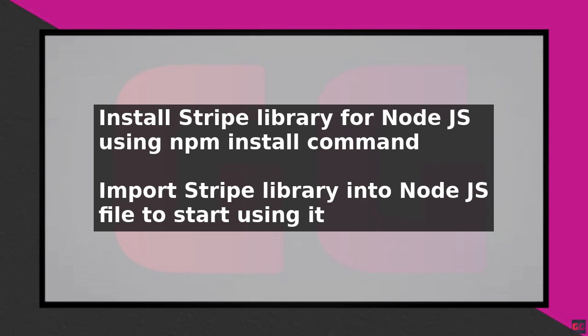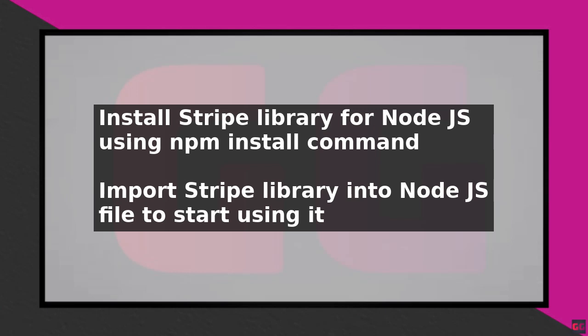Next, you need to install the Stripe library for Node.js. You can do this by running the command npm install stripe in your terminal. Once the library is installed, you can import it into your Node.js file and start using it. To create a charge, you need to import the Stripe library and set your secret API key.